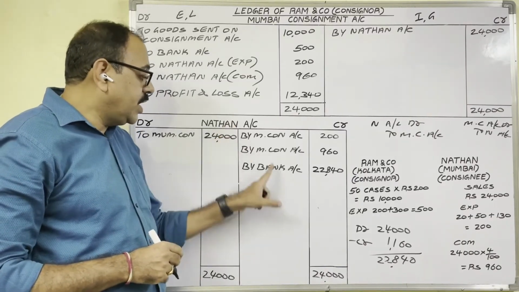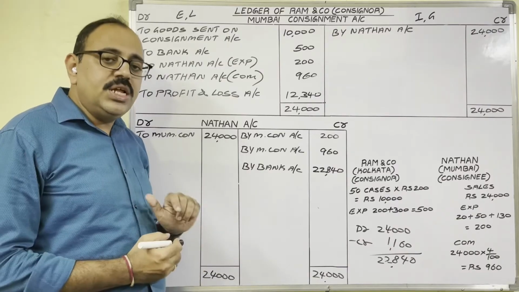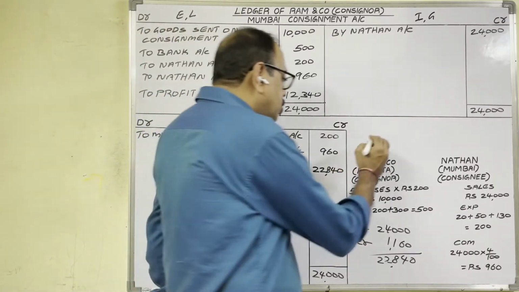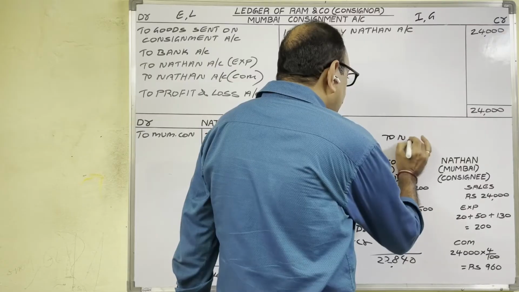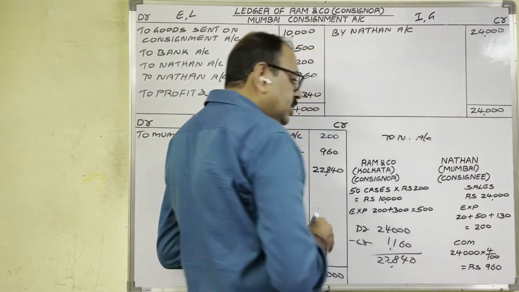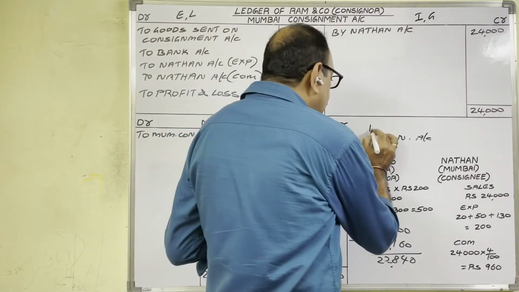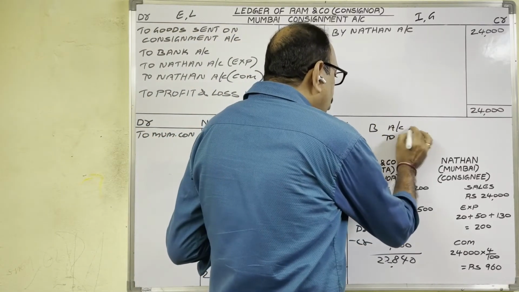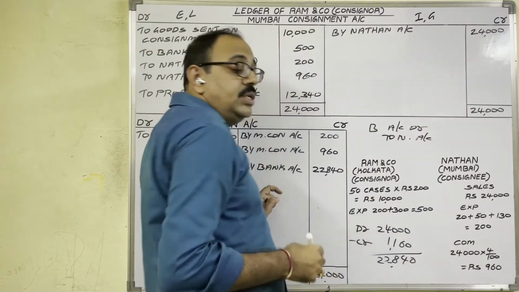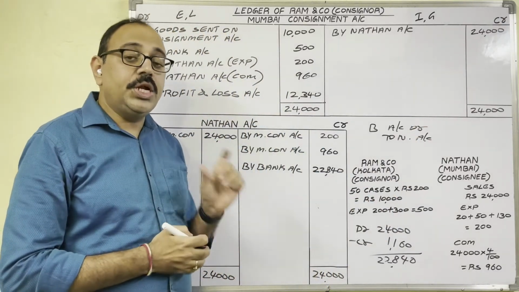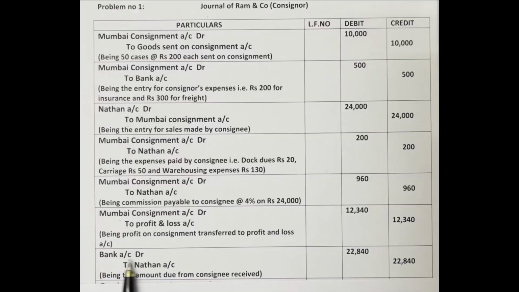In Nathan account, credit side bank. So in journal entry also, Nathan account should be credited. Then only credit side we can post this. And we wrote bank one now, that account we should debit. So bank account debtor to consignee's account. This is the entry for the due amount of consignee. Bank account debtor to Nathan account 22,840, 22,840. Narration being the amount due from consignee received.